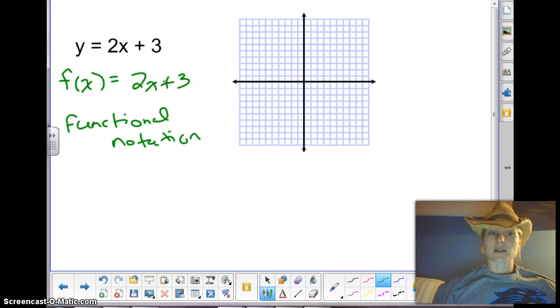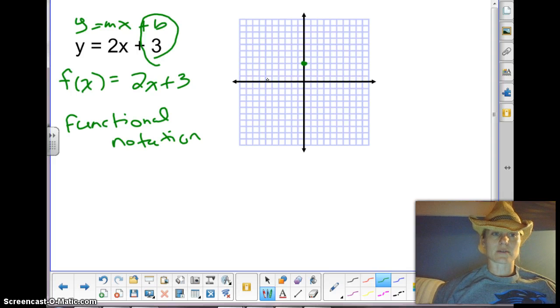And going back to my graphing, if I needed to graph this function, this is y equals mx plus b. So this is my y-intercept, meaning it's going to go through the 3 on the y, which is here. This is my slope, so that means it's 2 over 1. So it means I need to go 2 in the y direction and 1 in the positive x direction.